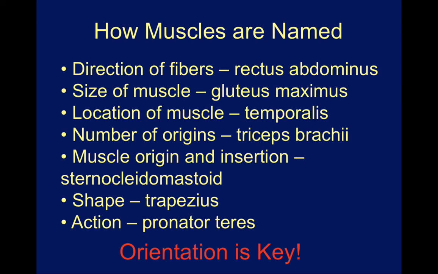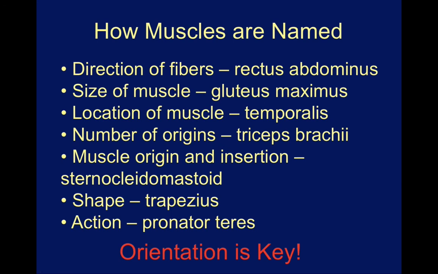Another example of a muscle that's named based on its shape is the deltoid. The deltoid is roughly triangular. So I wanted to just take a little bit of time to go over how muscles can be named so that when we're going over these muscles, you can use this criteria to logically deduce what certain muscles' names are.